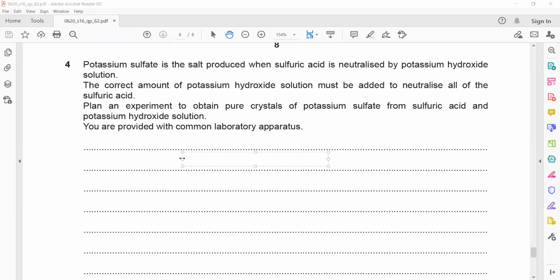Here potassium hydroxide is reacting with sulfuric acid, which results in the formation of potassium sulfate, plus water. You don't have to write the equation. The equation is not having any marks here. The experimental technique which you will use, that is having marks. The equation must be balanced as well.